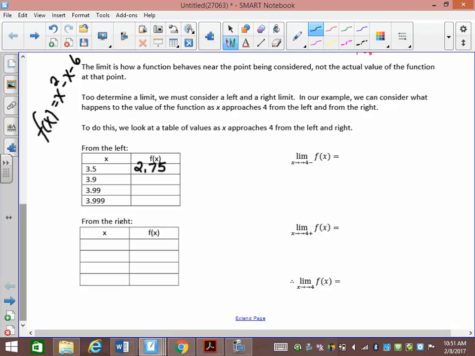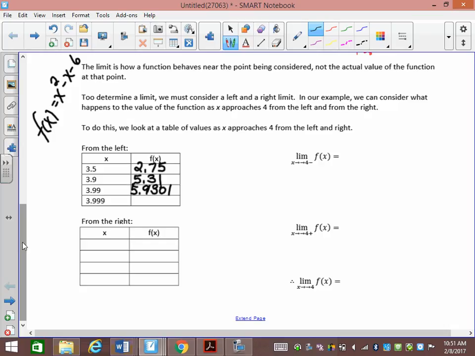So as we're starting to get closer to 4, our y is at 2.75, but that's at 3.5, right? So I need to get closer. That's still not very close to 4. 3.5 is actually quite a distance from 4. So 3.9, that's getting closer. When I plug that in, I got 5.31. When I take 3.99 and I plug that in, I get 5.9301. What am I getting closer and closer to?